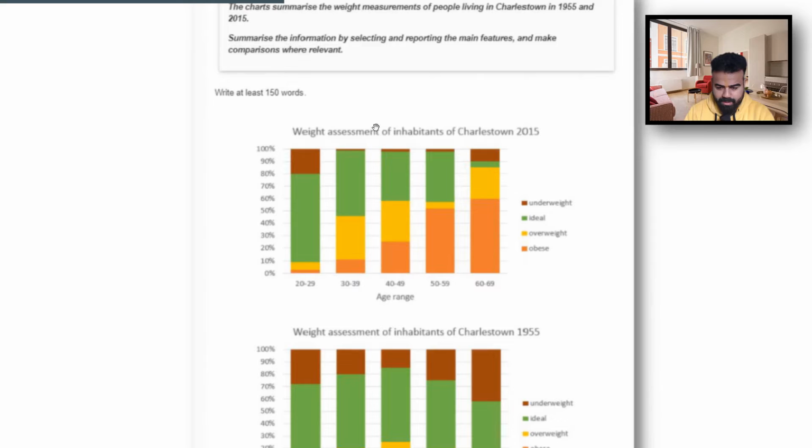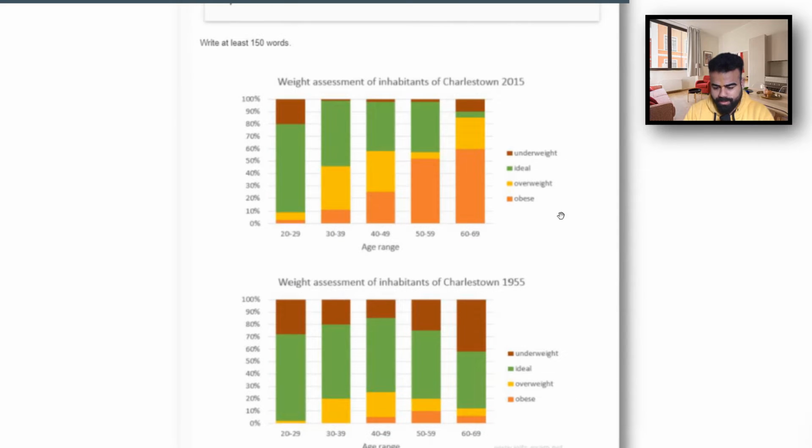So you see here in this example also, we have got 4 elements here: underweight, ideal, overweight, obese. So these are the elements that are being compared over 2 bar charts.